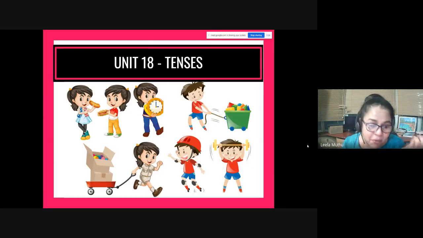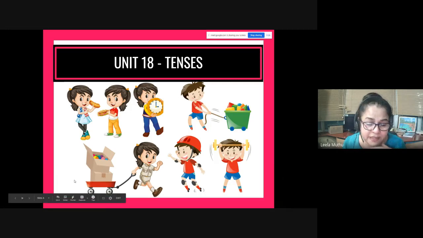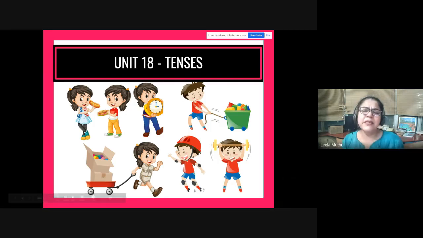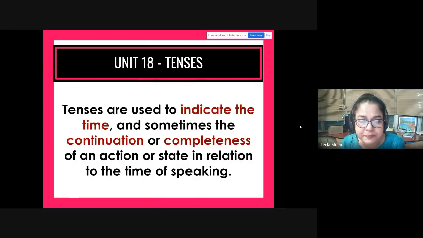And here I have some more. Here she is eating a hot dog and a sub, and here she's holding a clock, and he's pulling something to move it from one place to another. Here she's taking something in a wheelbarrow. Here he's skating. Here he's lifting weights. So there's lots of things happening all over the place, but we don't know the tense in which these actions are happening. Okay, so let's learn about tenses.